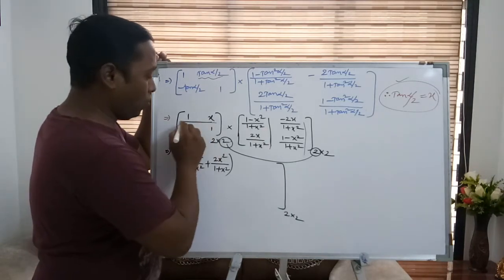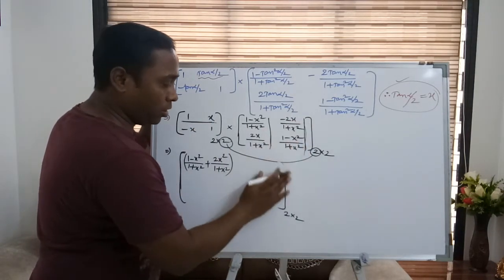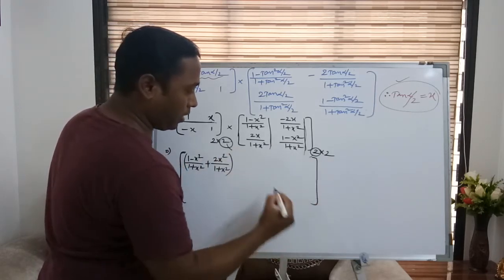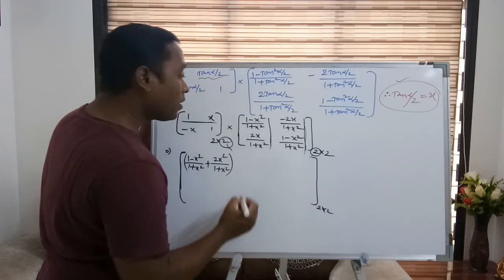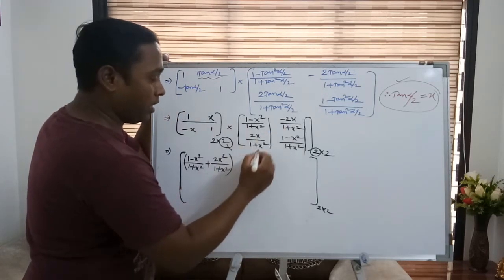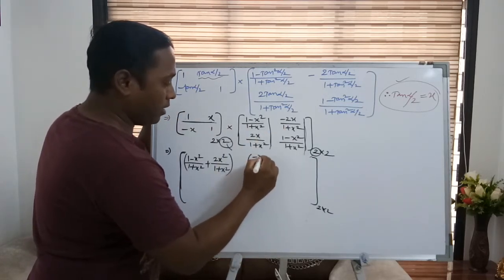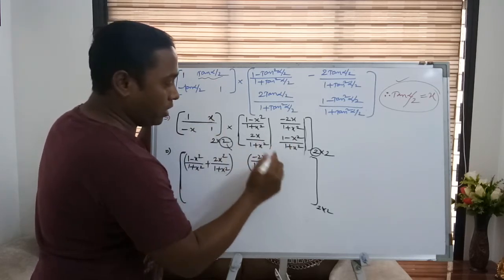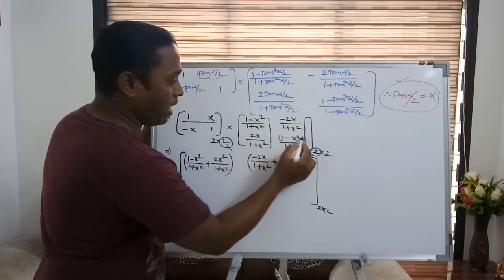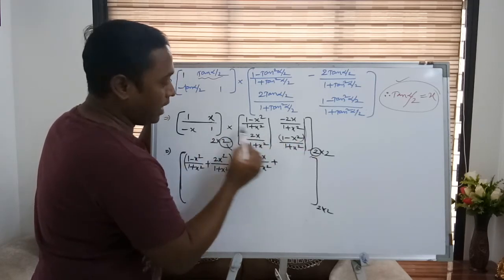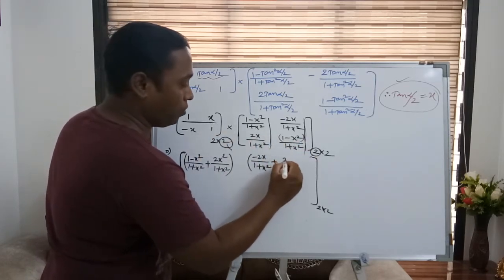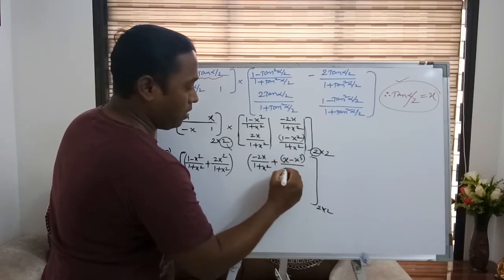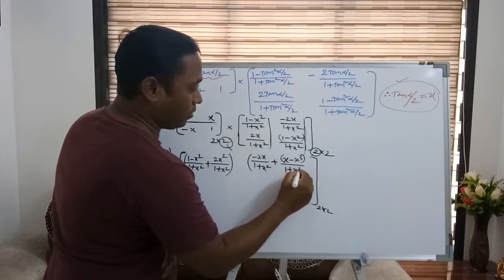Now first row, second column multiplication, I am writing here. So 1 into this quantity would be minus 2x by 1 plus x square only. x into this would be, it means binomial multiplication, x into 1 minus x square, so x minus x cube, by 1 plus x square.